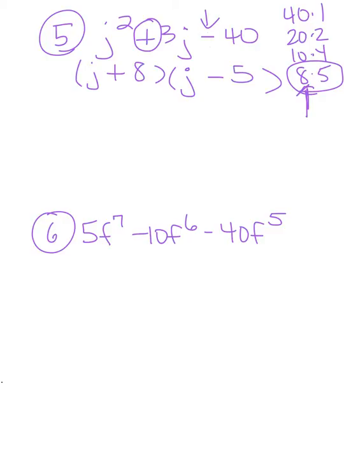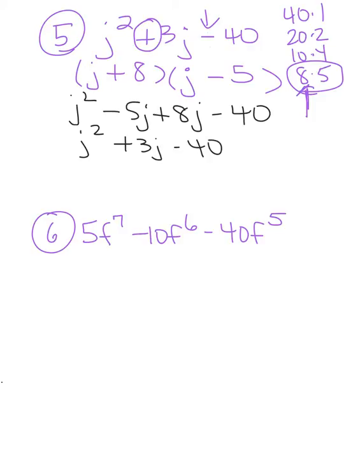Now, when I check it, it shows you why it turns out that way. So let's use FOIL. I have j times j gives me j squared. My outside term is negative 5j. My inside term is positive 8j. And my last term is negative 40. Now, when I combine my terms, I get j squared plus 3j minus 40, which is what I started with.